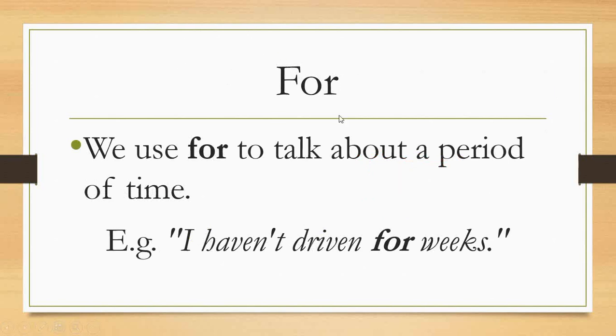Now, the word for. We use for to talk about a period of time. Okay, for a period of time. For example, I haven't driven for weeks. We can say that we are using the structure of the present perfect tense, the auxiliary verb to have, not for the negative form, and the main verb in past participle. And here, between the main verb and the complement, we have for.